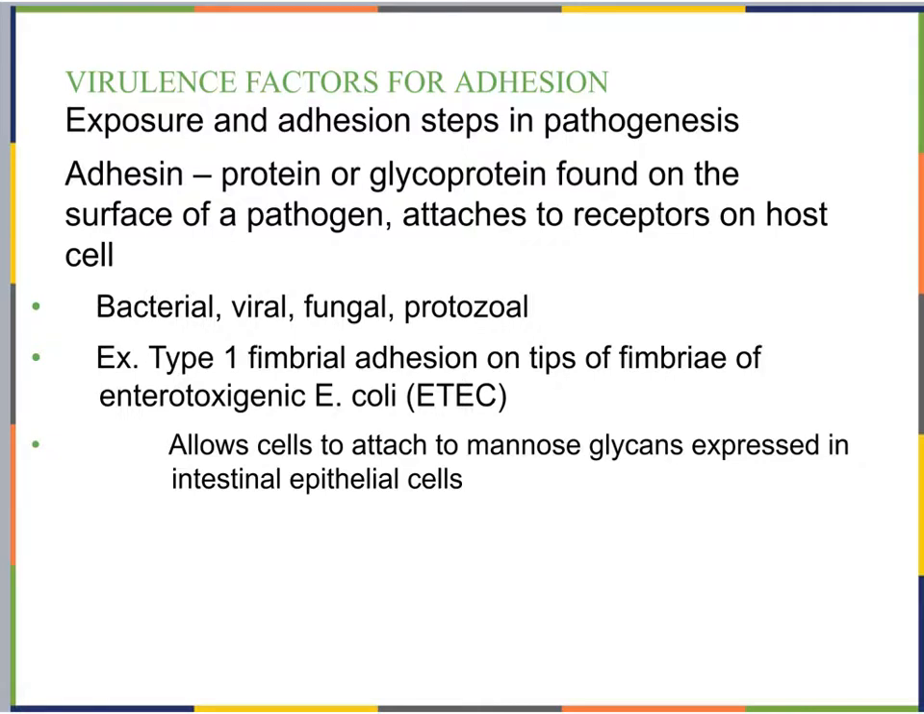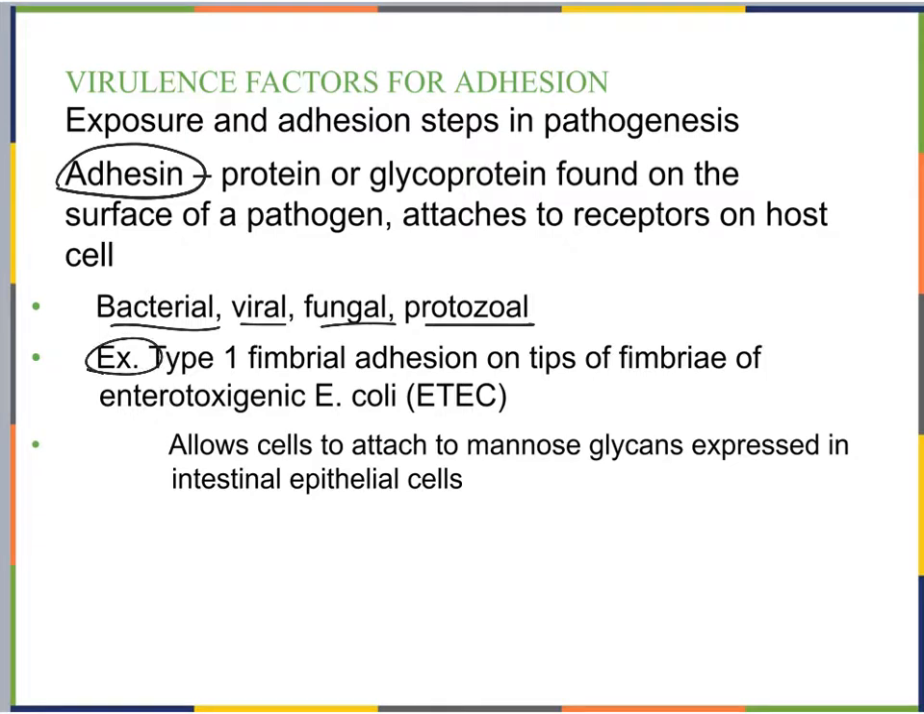So, of course, we have portal entry first. It gets into the body. So exposure, and then we have adhesion. So this is where we're going to see those virulence factors come into play. In the exposure and adhesion steps, we have the adhesins, which we've already mentioned. These are proteins or glycoproteins that are found on the surface of a pathogen, and that's going to attach to receptors on the host cell. We see these in bacterial pathogens, viral, fungal, and protozoal. So we can see these in many different types of pathogens.